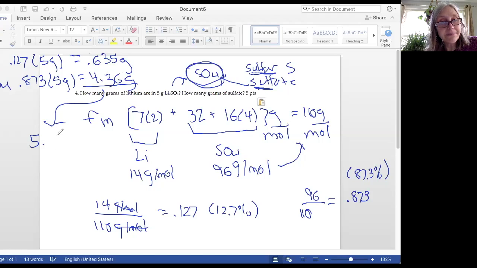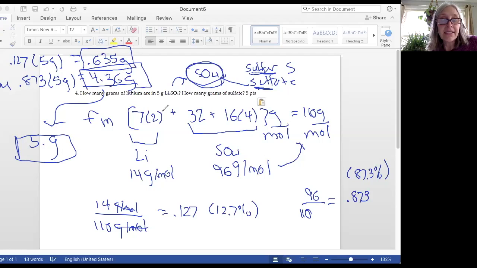Which is what we want, because we have 5 grams total. So this is the total amount we have. Of that, 0.635 grams is lithium and 4.36 grams is sulfate. So I hope that helps, and that's all for this one.